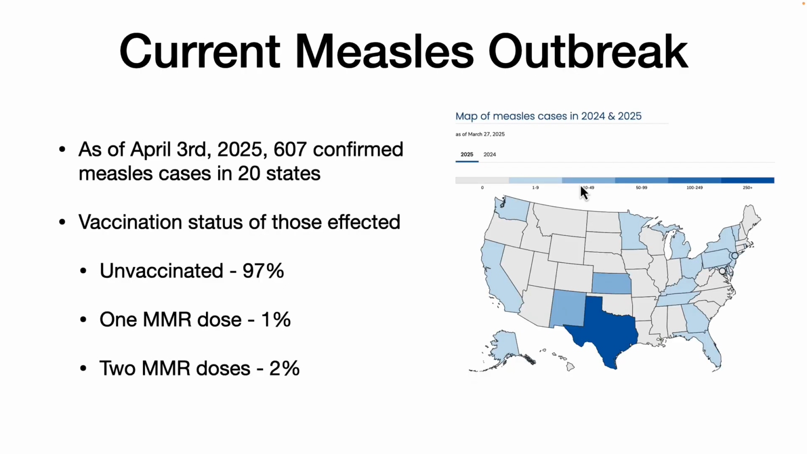The last thing I want to mention is the current measles outbreak in the United States. Unfortunately, measles has come back in the last few years with 607 confirmed cases of measles in the U.S. Almost all of these have been in unvaccinated patients, as you can see, and were totally preventable.